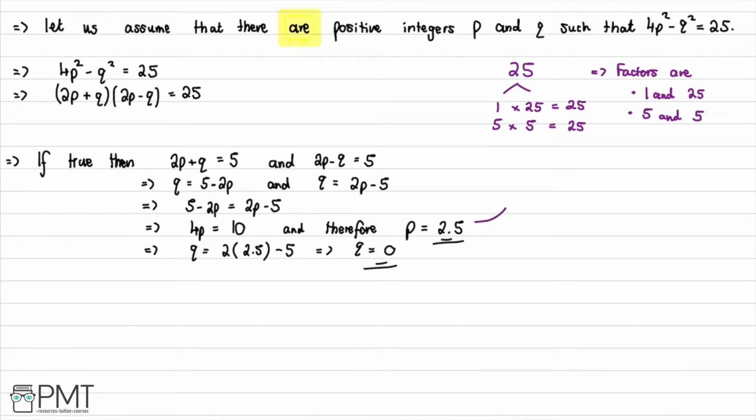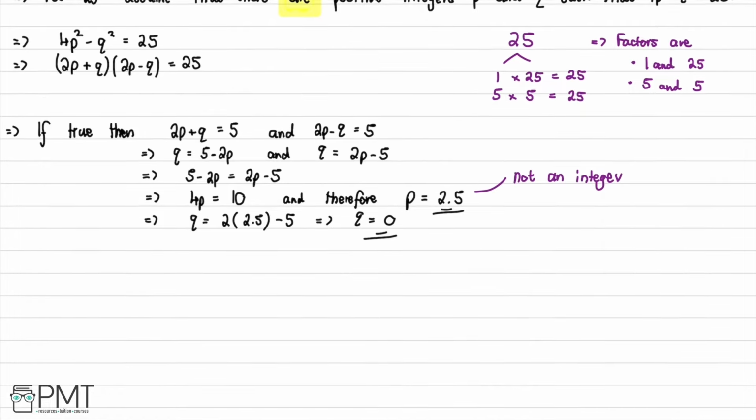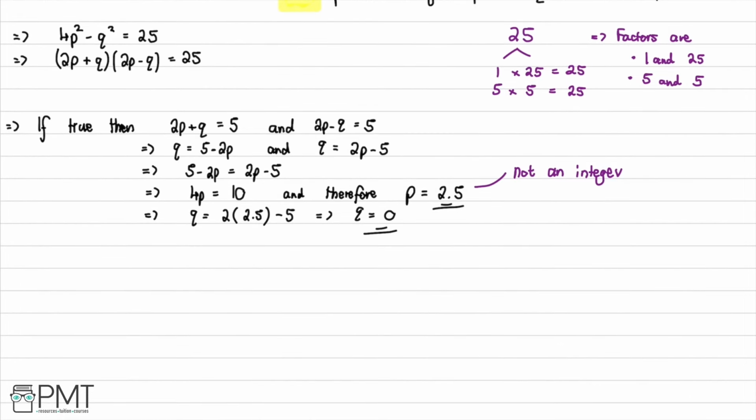We can just note here that p equals 2.5 is not an integer. And remember, in our proof, we've assumed that there are positive integers p and q such that this is true. So looking at our first option, we can see that this is not going to be true, because p is not an integer. Then moving into our next option, we need to include the term "or".